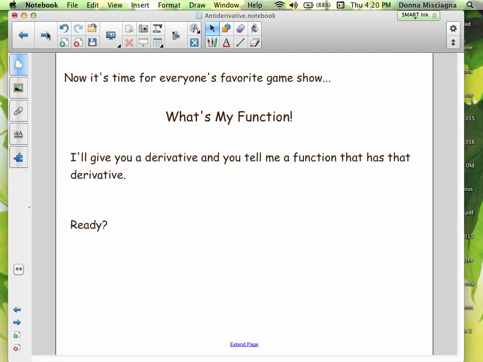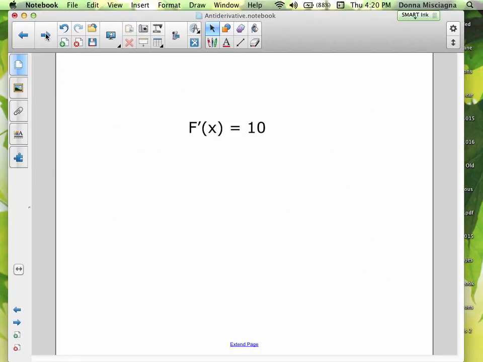All right? So I'll give you the function, you tell me the derivative. I'll give you the derivative, other way around. I'll give you the derivative, you tell me the function. All right, so f prime of x equals 10. All right, so that's the derivative. What function has that, 10, as its derivative? Okay, pause the tape, write down your answer. And then you can play it and find out the correct answer.